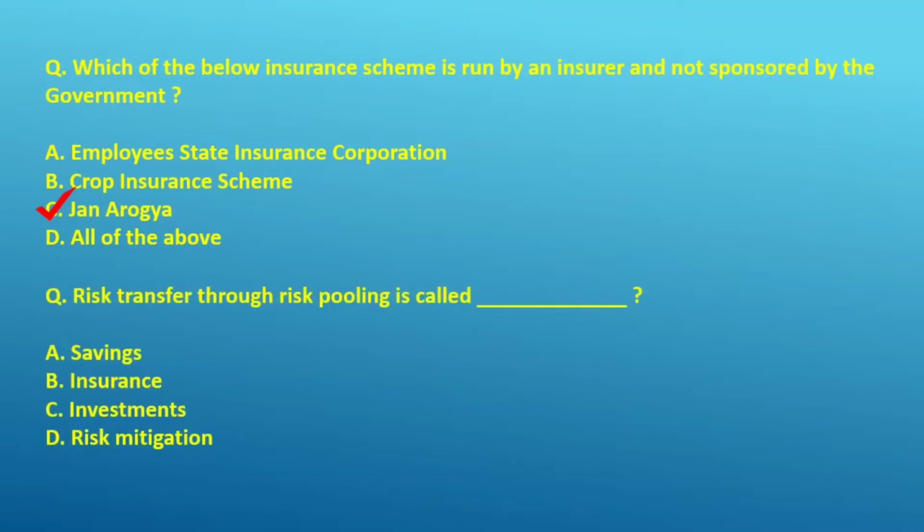Next, risk transfer through risk pooling is called dash. Friends, I have already told you risk transfer means insurance. So the correct answer is insurance.